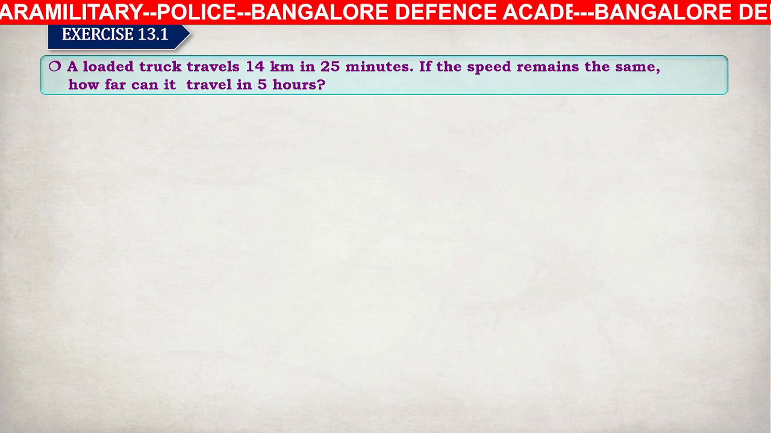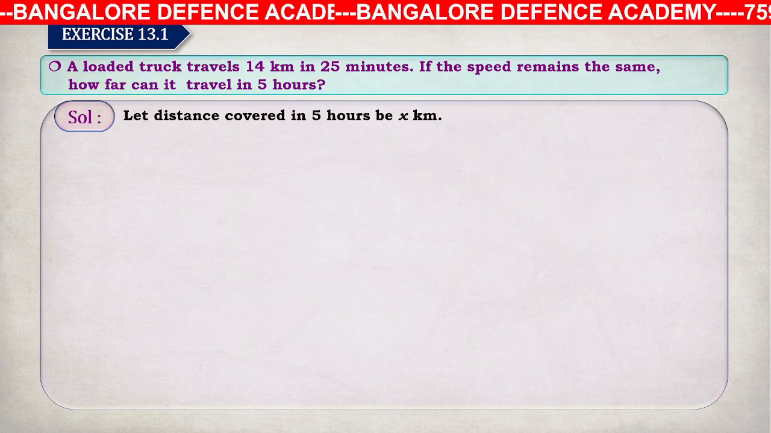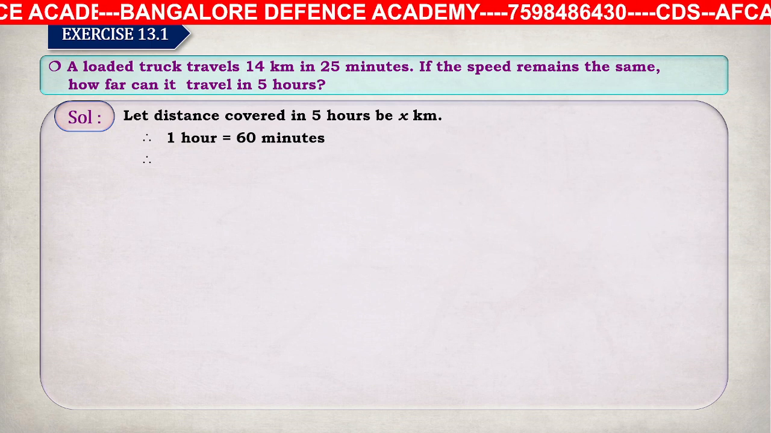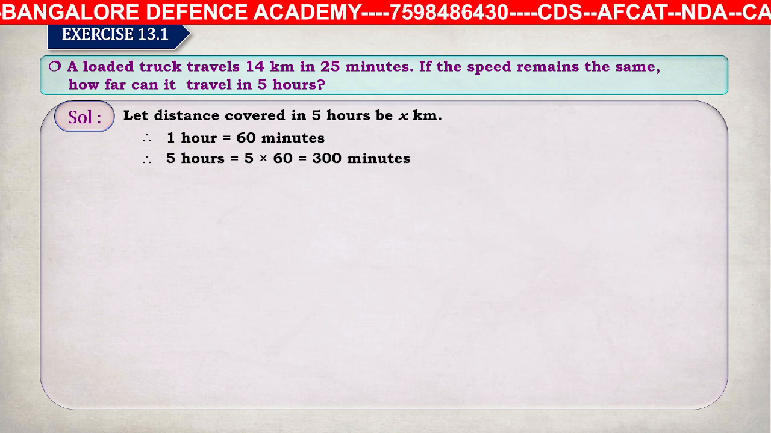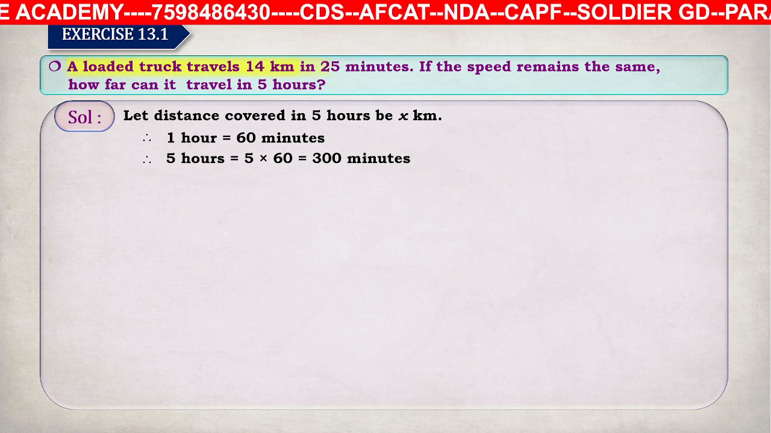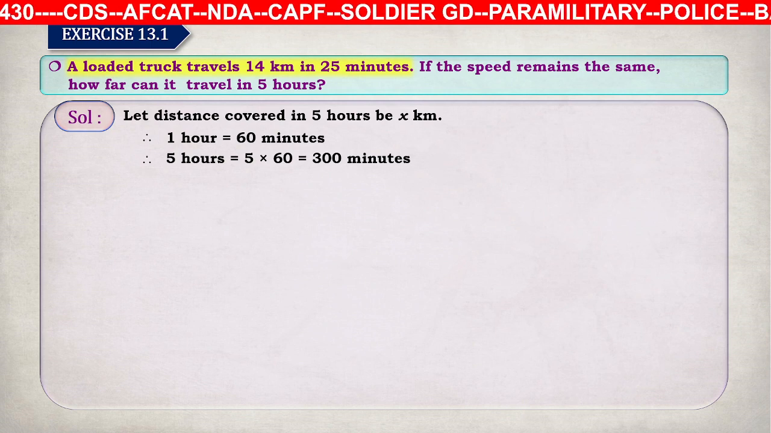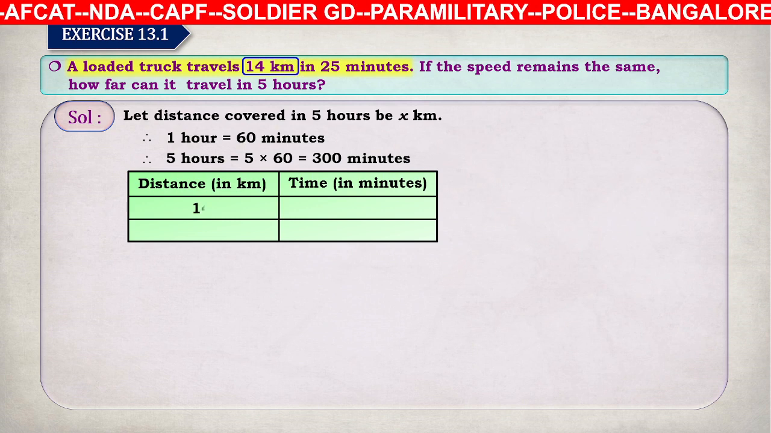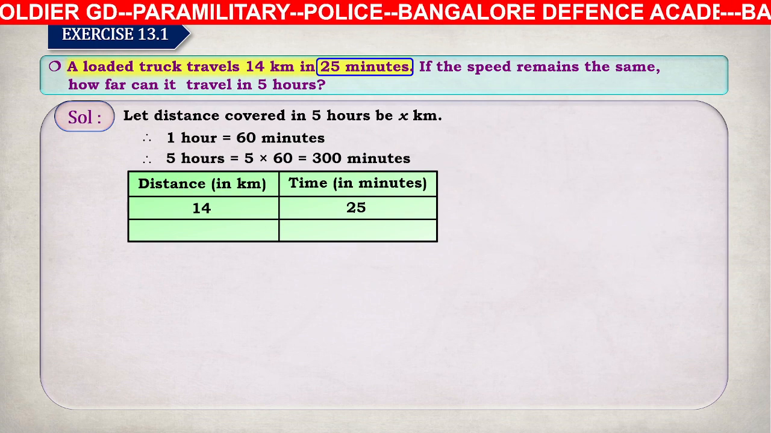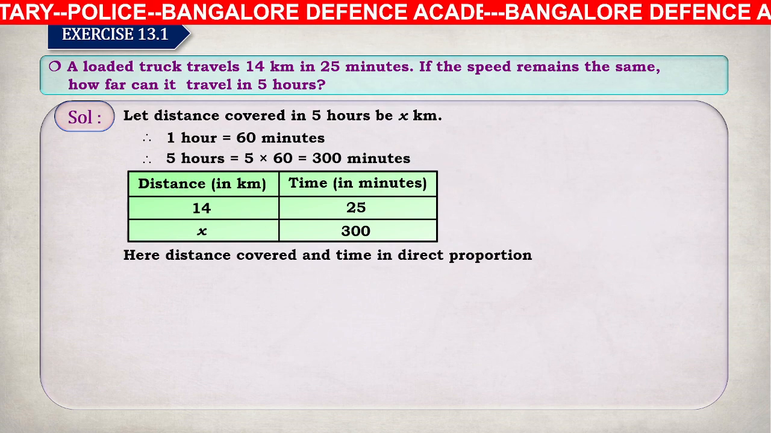Next question. A loaded truck travels 14 kilometer in 25 minutes. If the speed remains the same, how far can it travel in 5 hours? So now here let the distance covered in 5 hours be x kilometer. You know, in 1 hour we have 60 minutes. Okay, so 5 hours it will be 300 minutes. So we have to calculate how far it has traveled in 300 minutes. The question is telling that a loaded truck has traveled 14 kilometer in 25 minutes. Look at this. The distance covered is 14 kilometer and the time taken is 25 minutes. So now I have to calculate in 300 minutes it will cover how much kilometer.